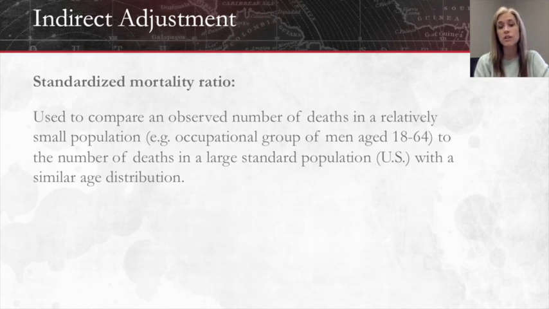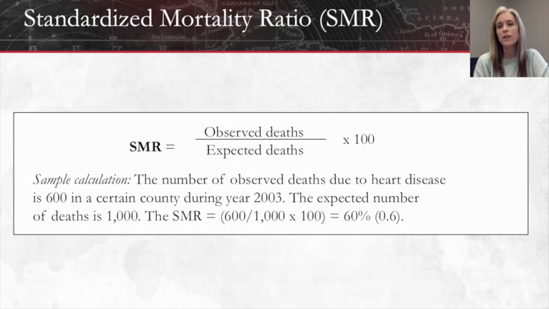Okay, so this is used to compare the observed number of deaths to the expected number of deaths. Okay, so the observed number of deaths in your population under study, and the expected number based upon if that population followed in line with a standard population. So here's the calculation for standardized mortality ratio: observed over expected times 100.